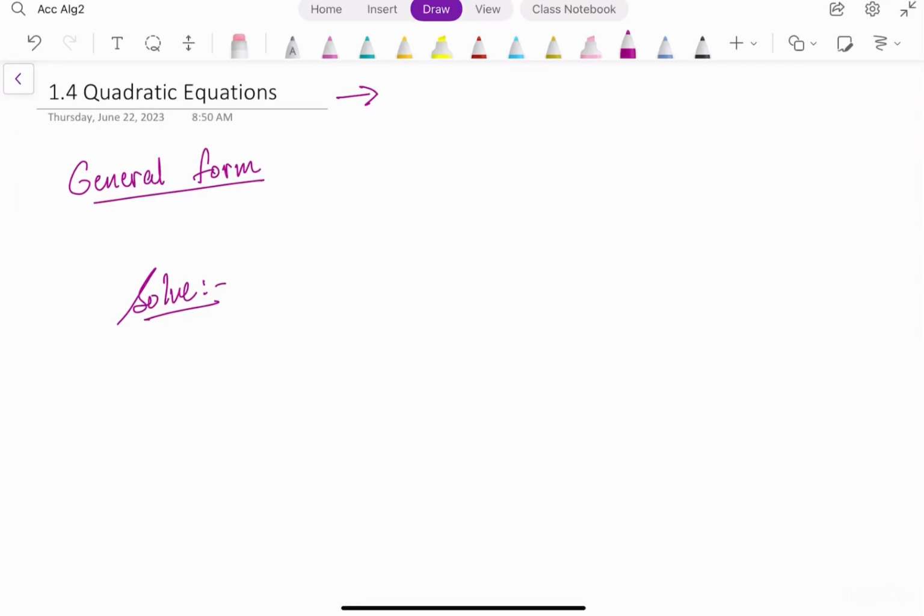Welcome back. Today we will be talking about quadratic equations. It will be a quick review of what you have learned in Algebra 1 about the quadratic.